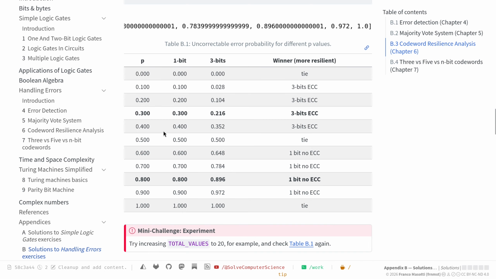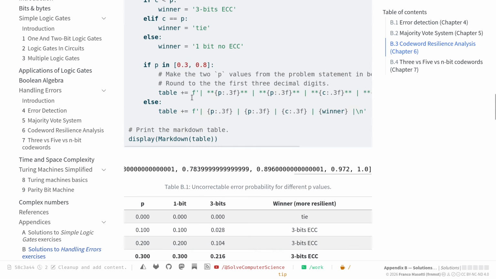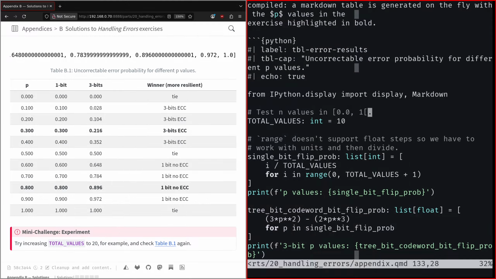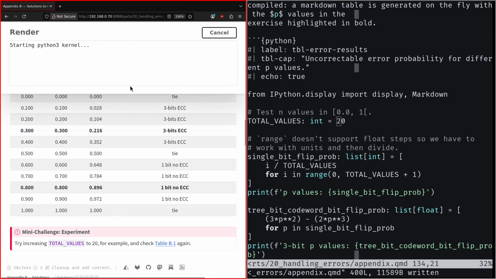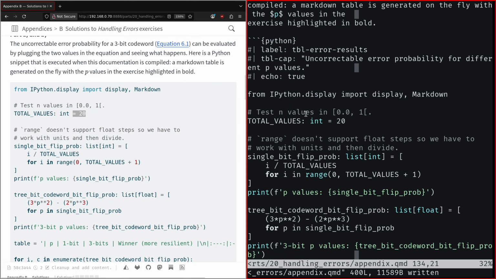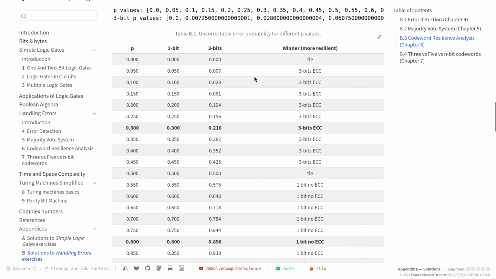Now, since this is a dynamically generated table, we can change the total values here, as it's written here. We can use 20 instead of just 10. So now we're going to do that. If you see here, this is the code which is executed each time there is a change in the Quarto markdown file. So now we put 20. This is going to reload automatically. Now we have 20 values. You see here, now it's the same. This gives you a better idea of the break-even point, which is 0.5.